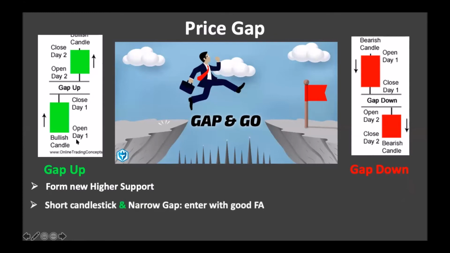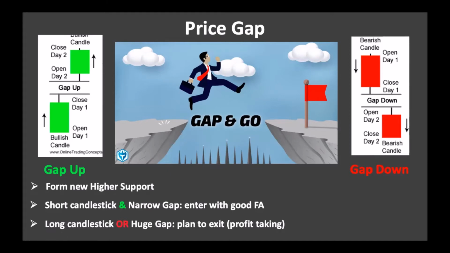But it depends on the pattern. If the candlestick is quite short and it's a narrow gap here, usually it's a good indicator for us to enter, because it forms a new support, especially when it starts with good fundamental analysis. So if it forms a new support, it's safer for us moving up. However, if there's a long candlestick, I show Pharma Niaga as an example, there are 2 days of very long candlesticks, and also this huge gap. You have to plan to exit. Most likely people are going to start profit taking very soon.